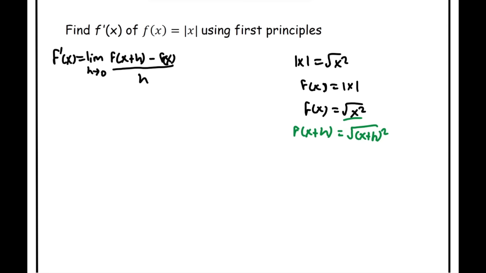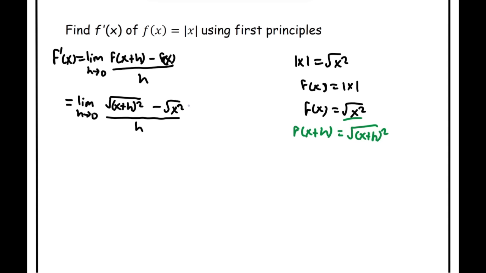Okay, so let's plug in our f of x plus h. So this is the limit as h approaches 0 of the square root of x plus h squared minus the square root of x squared, and this whole thing is divided by h. Now notice what happens if we plug in 0 into this function. We get division by 0, so we don't want to go ahead and apply the limit just now. What we want to do is simplify this in such a way that there's no h in the denominator that will cause division by 0.